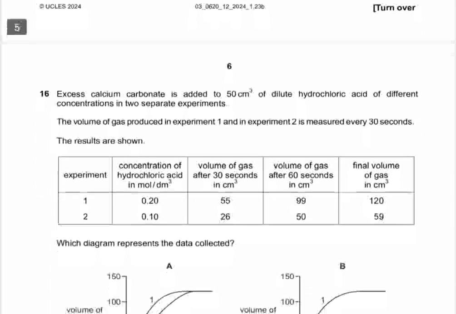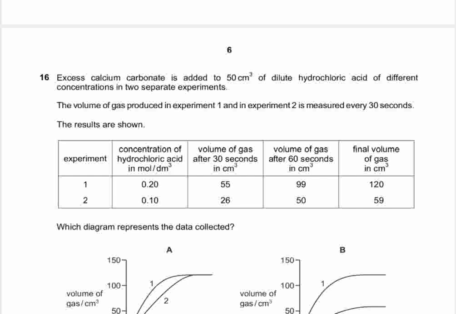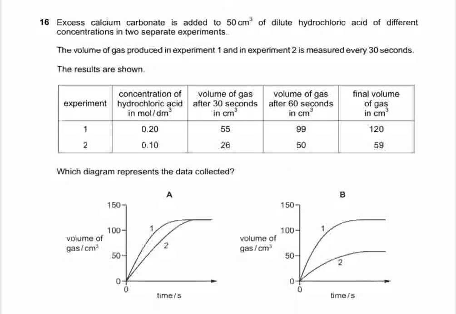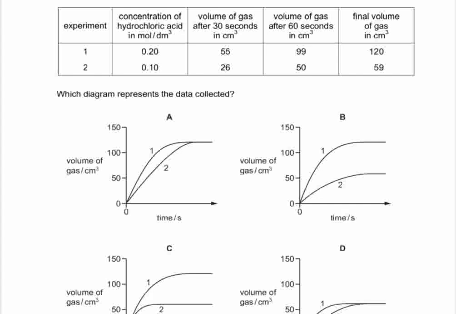Then the next question, number 16. Excess calcium carbonate is added to 50 centimeter cubed of dilute hydrochloric acid at different concentrations in two separate experiments, and you need to pick the graph. So let's go for the values first. In the first one, we have 0.20 mole per decimeter cubed of hydrochloric acid, and in the second experiment, we have 0.10 mole per decimeter cubed hydrochloric acid.